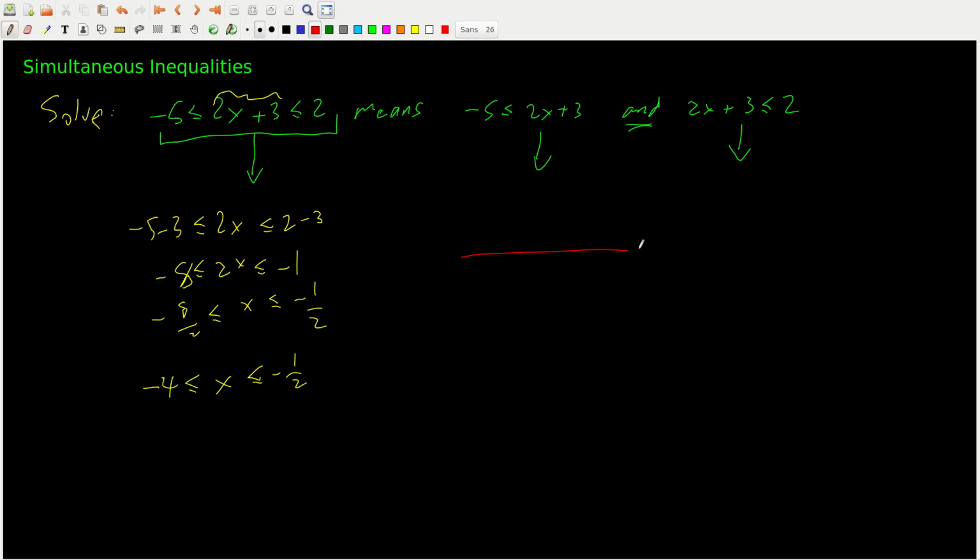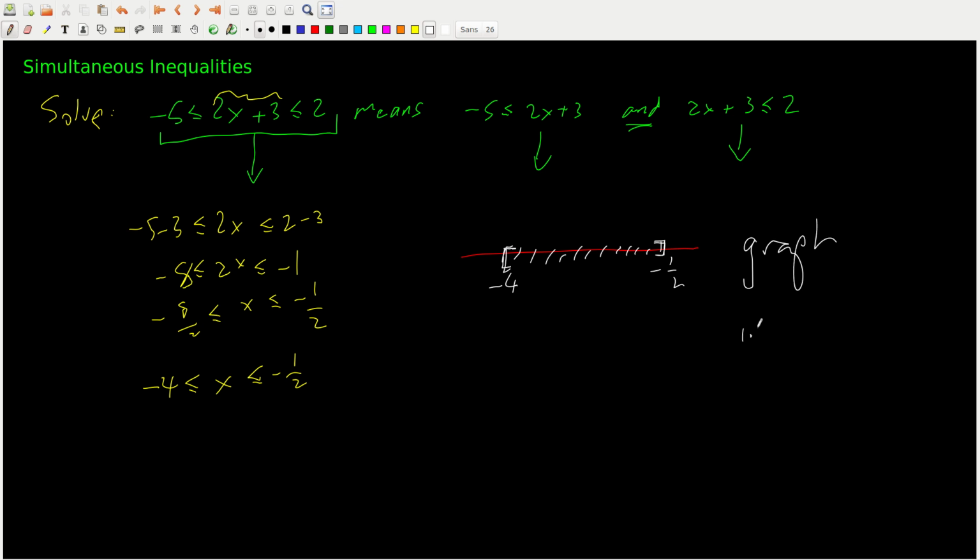So if I draw a graph of that solution, the graph is the region between minus 4 and minus 1/2. And there's no reason to do anything other than just draw the region we're interested in. We're only interested in this piece of the solution set. So I can use solid dots here to mark the -4 and the -1/2, or I can just use the square brackets. That's our graph of the solution.